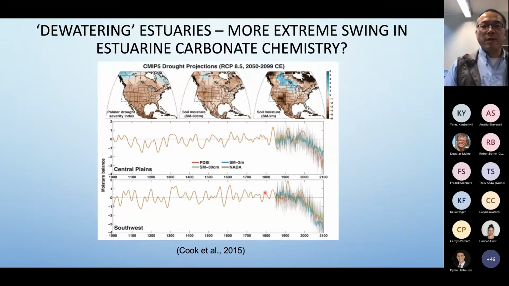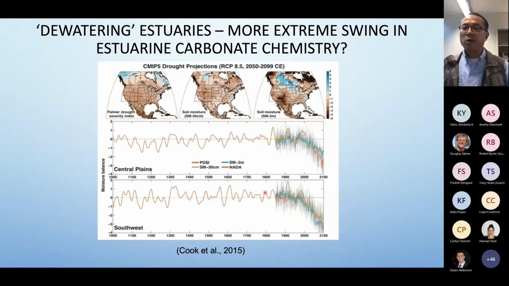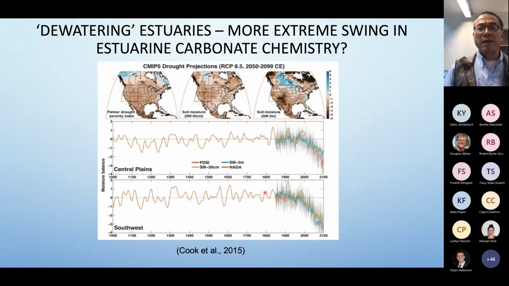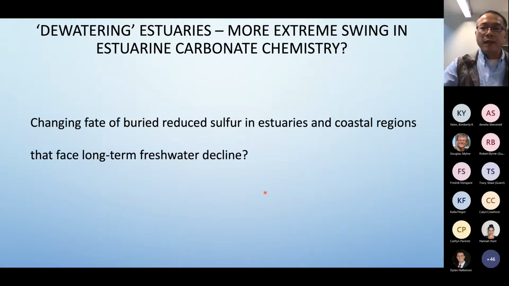And then in the future, we also need to look at the future climate projections. The projection says that in the southwestern US, we're going to see a drier and drier environment. But that doesn't mean it's dry all the way. We may still have these pulses of fresh water. So this situation, if it persists, would give us swings in carbonate chemistry in the estuaries. We may see even more extreme conditions. And also, with the dry and dry environment, what if the hydrology changes on the coastline and the chronic shortage of fresh water becomes the issue for those areas that may not have seen that in the past few decades? This could have some implications towards the buried reduced sulfur in the sediments.